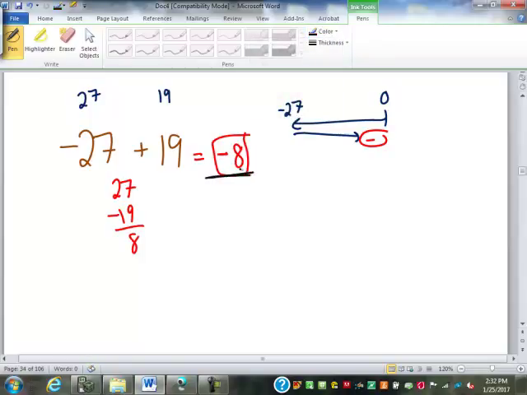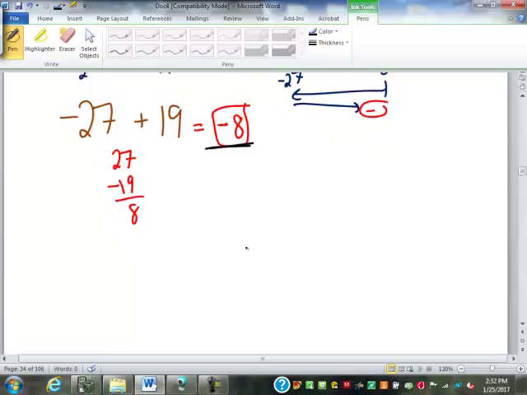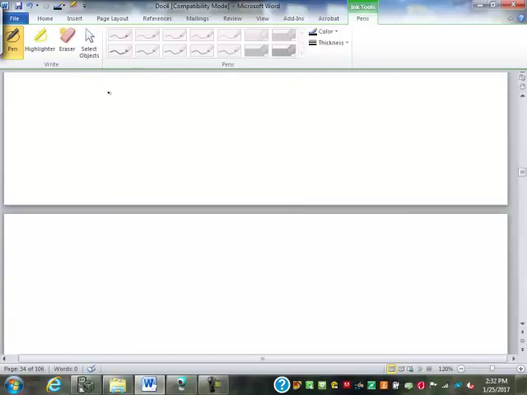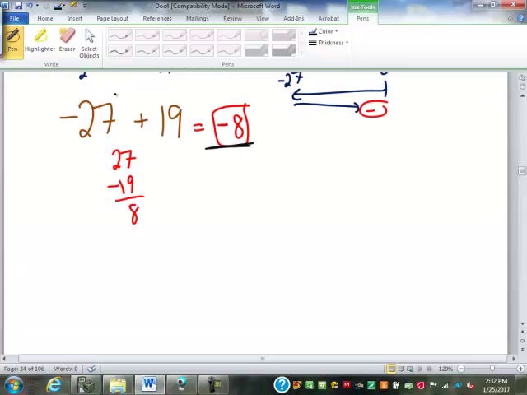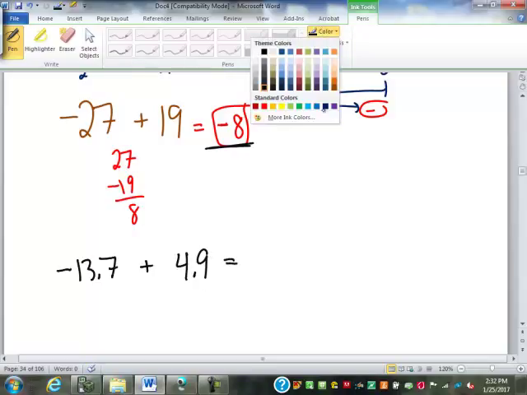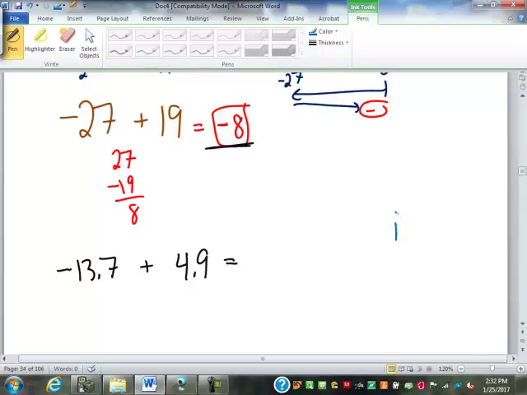Well, we went over that part last semester. So this semester, I want to add in, I'm going to keep this visible for now, what if this is negative 13.7 plus 4.9? So we put in some decimals. The picture looks the same. Here's 0. Negative 13.7 goes this way. 4.9, same or opposite direction? Opposite direction.